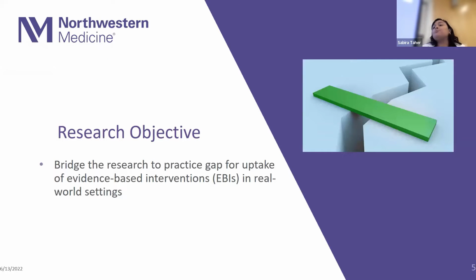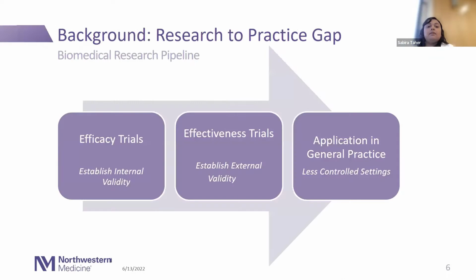And so my research objective essentially is to bridge the research to practice gap for uptake of evidence-based interventions in real-world settings. So many of you may be familiar with this. In talking about the research to practice gap, this biomedical research pipeline is the main point of contention, in that we're working to establish internal validity with efficacy trials in our interventions. Once we establish that, we move on to effectiveness trials. And there we're trying to establish external validity.